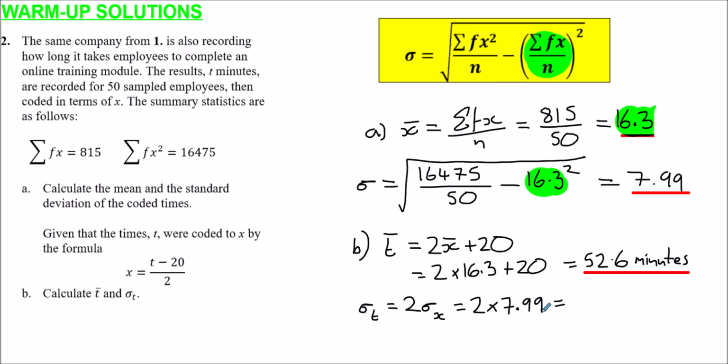And so that's going to give us approximately 15.98 minutes. If you want to, you could have just called that 16.0. To 3 significant figures, it's 16.0. In fact, we'll do that for consistency. I'll just call it 16.0, so I've got it to the same number of significant figures.